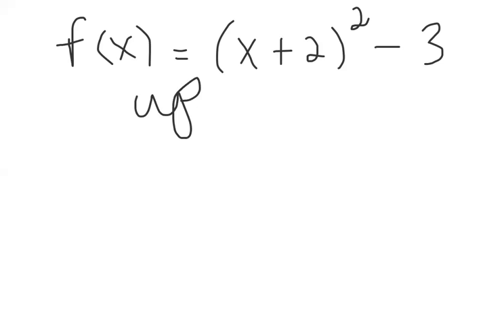You look at the coefficient of x squared. Look in front of the x squared, guys. If it's positive, it opens up. If it's negative, it opens down. All right, here comes the next question. What is the coordinate of the vertex?